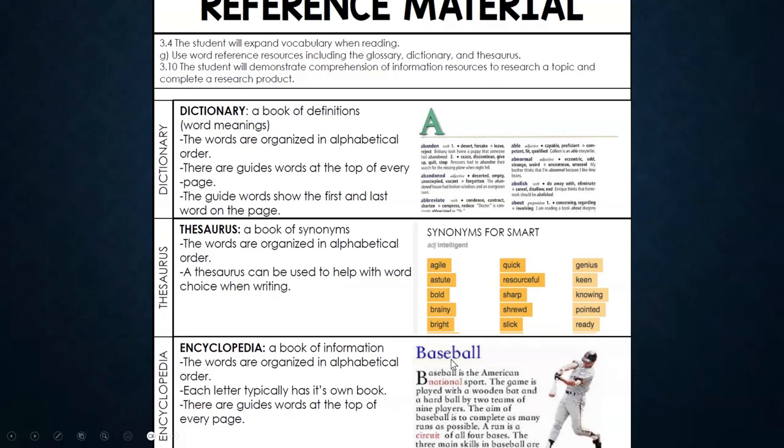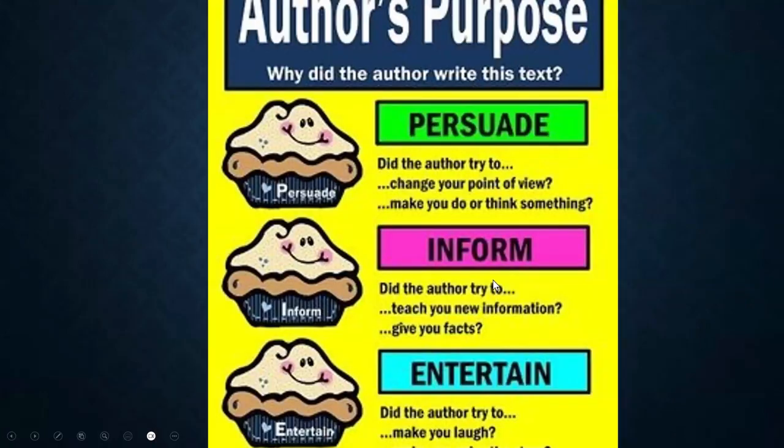These facts are about baseball. See how baseball is the American national sport? The game is played with a wooden bat and a hard ball by two teams of 9 players. The aim of baseball is to complete as many runs as possible. A run is a circuit of all 4 bases. The 3 main skills in baseball are, and it goes on from there.